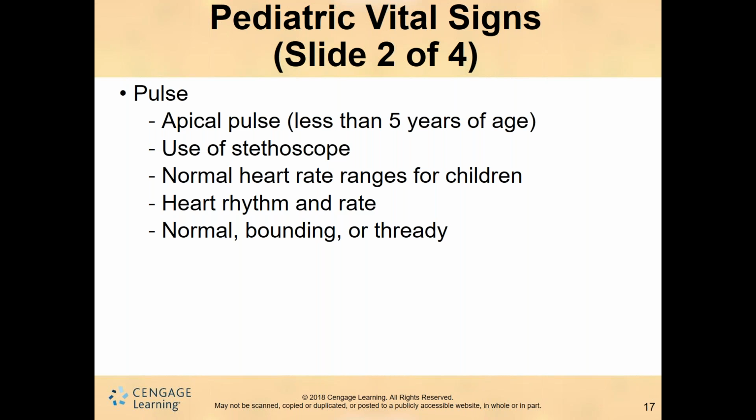So then taking the pulse, if the child is less than 5 years of age, take apical pulse, which is just listening to the heart rate with the stethoscope and count it. You should know the normal heart rate ranges for children, and note when you document it the rhythm and rate, just like you do with an adult: normal, bounding, or thready.